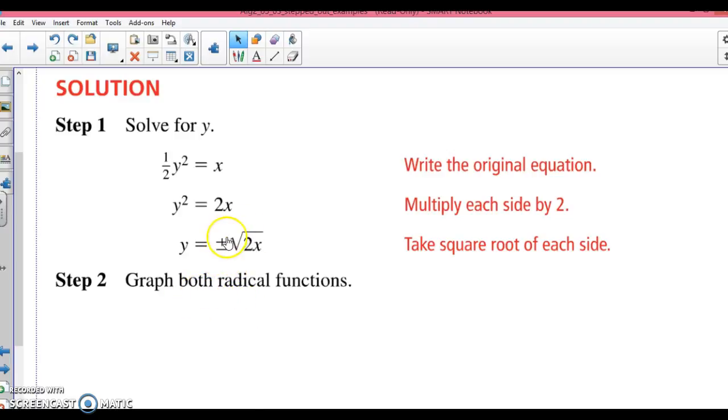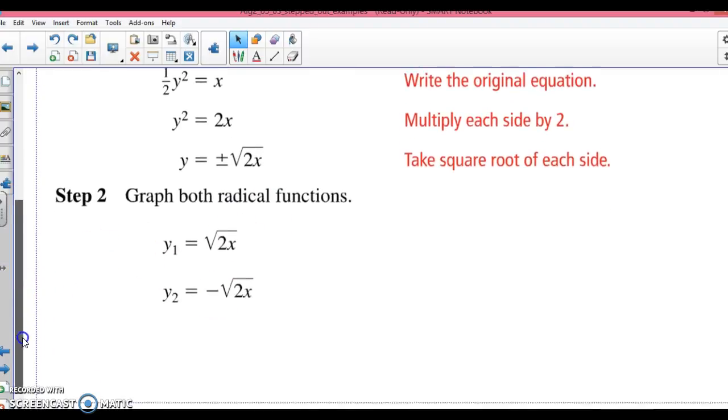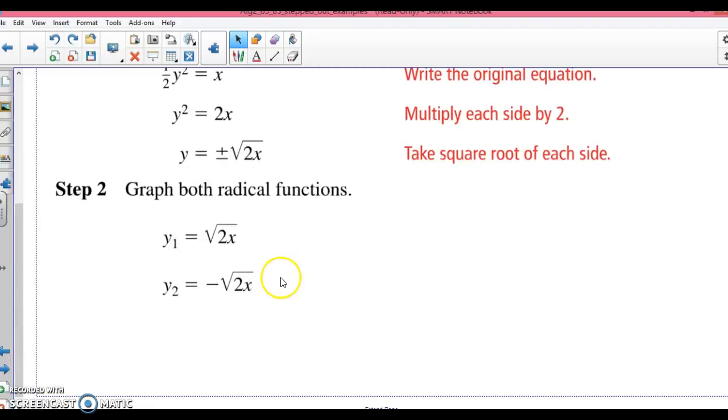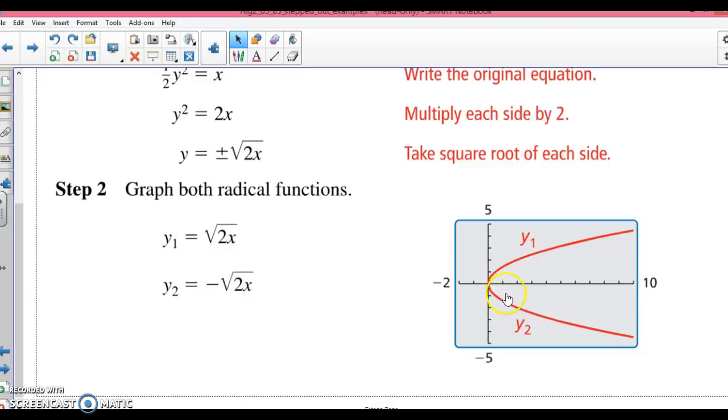By both radical functions, I mean first I take the positive and come up with some values, and then I take the negative and graph those as well. So here are the two different equations that I'm graphing. And I can do this several ways. I can use my graphing calculator, but I can also just pick some values for x, plug them in and solve for y, and then graph those points as well. So here's what this graph looks like.